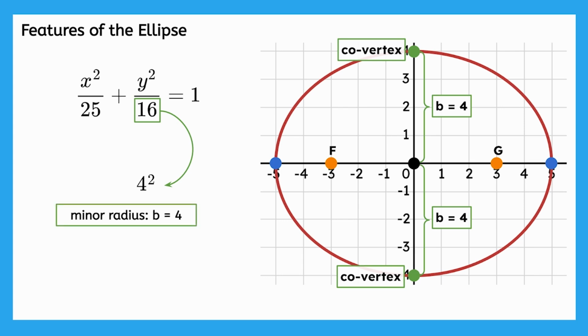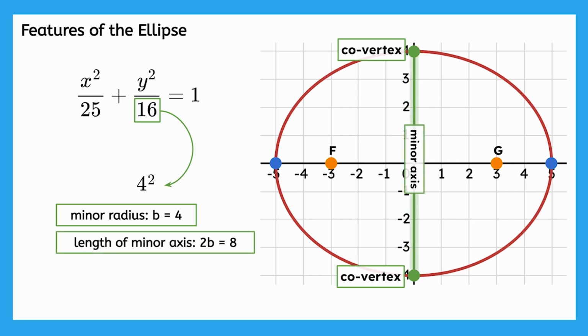Furthermore, just like we have a major axis connecting the vertices, the minor axis connects the co-vertices, and its length is 2b, or in this case, 8.